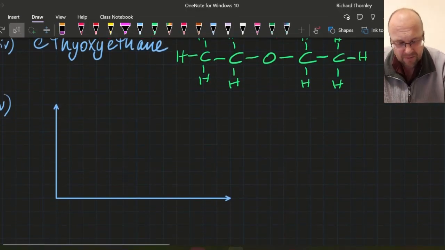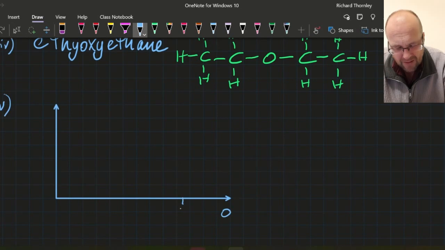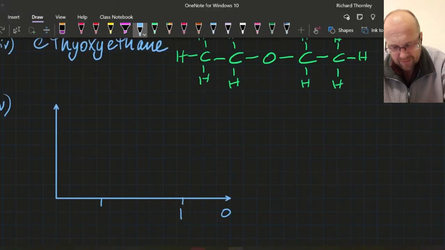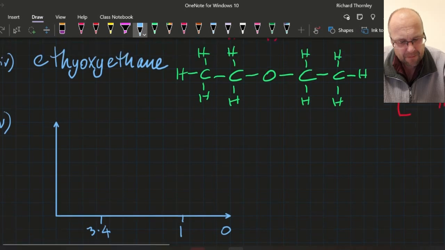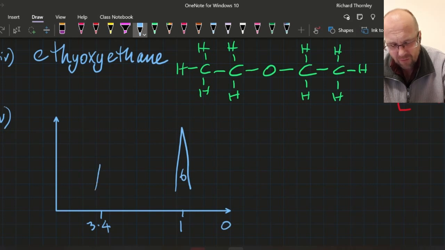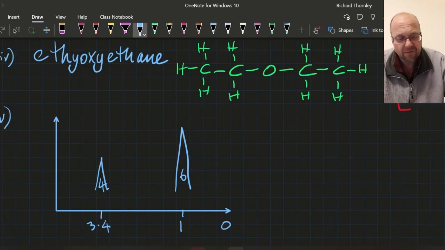Alrighty. So it's 0 at about 1 here. And then over here, what was it, 3.3 to 3.7? So let's say that's at 3.4 or something. So this was going to have an area of 6. And this was going to have an area of 4. But that's not enough for the points. Deduce the number of signals. So the number of signals is 2 signals.